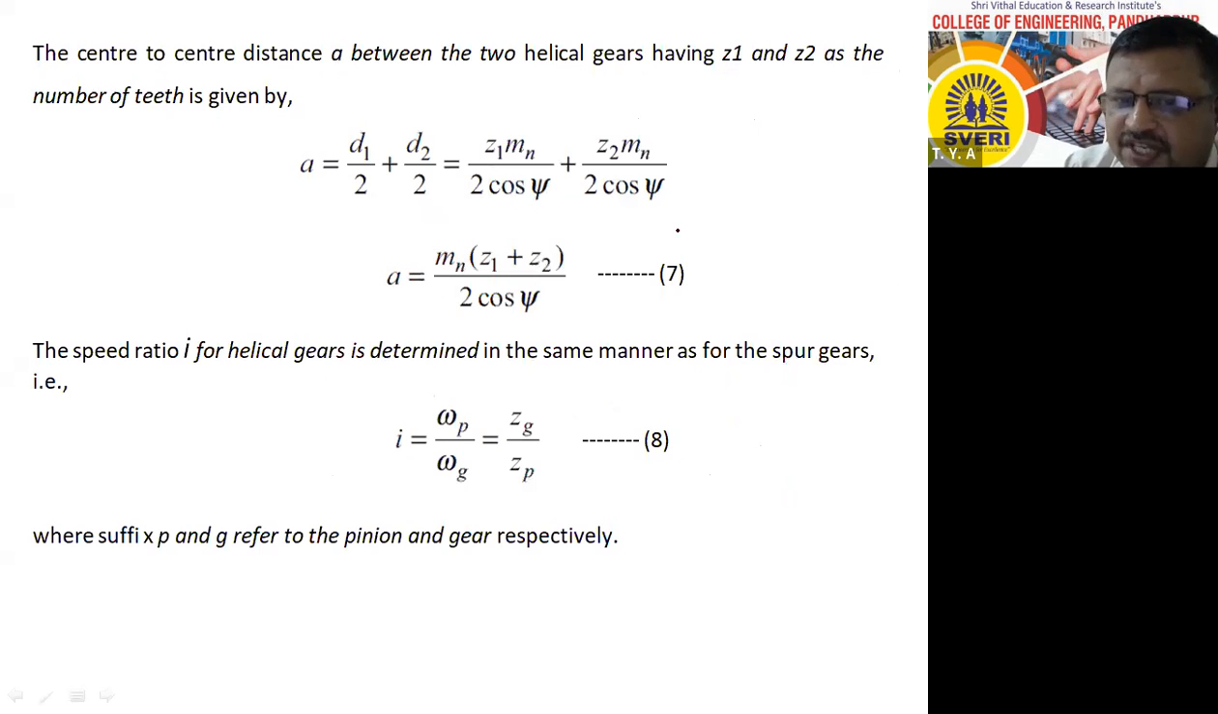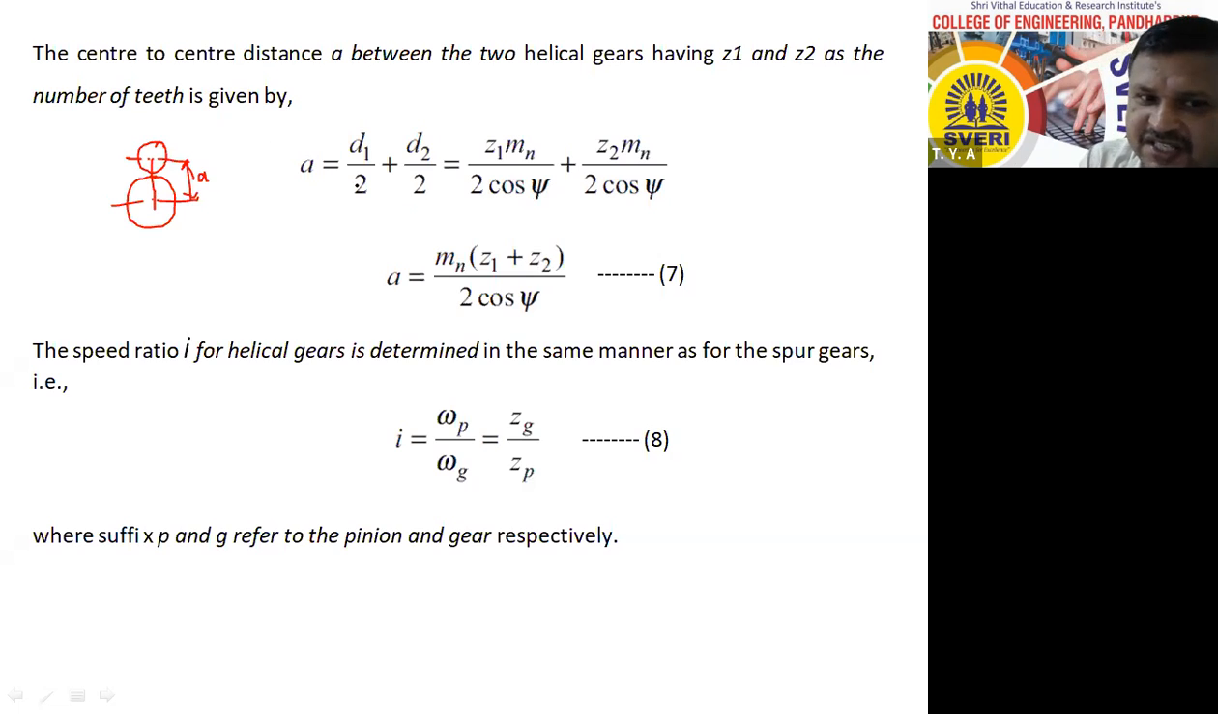Now you write down, therefore center distance between the two helical gears is given by. Center distance म्हणजे काय? Again I will draw the diagram here. This is known as center distance. Distance between centers of the two gears, म्हणजे distance between center lines of the two gear. म्हणजे काय येणार? D1 by 2 plus D2 by 2. समजलं का? ही एवढी रेडियस प्लस ही रेडियस. रेडियस म्हणजे काय? D divided by 2.